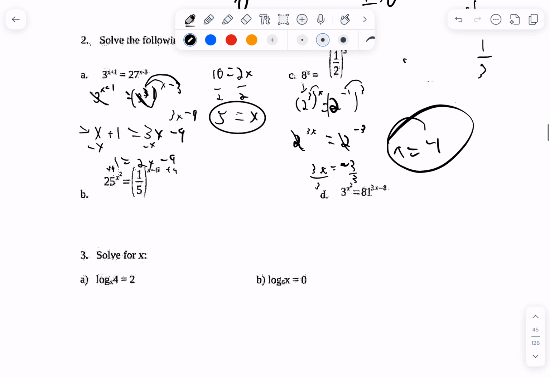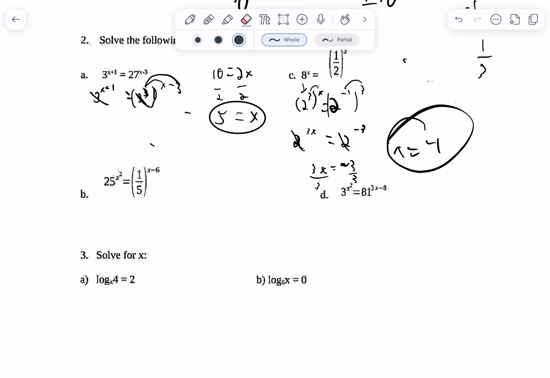Okay. 25^(x^2) equals 1/5^(x-6). Let me clear this up a bit. Thank God this is a video, so you don't have to worry about erasing anything in case you're copying anything down. Okay. So now here also, we're going to meet in the middle somewhere.